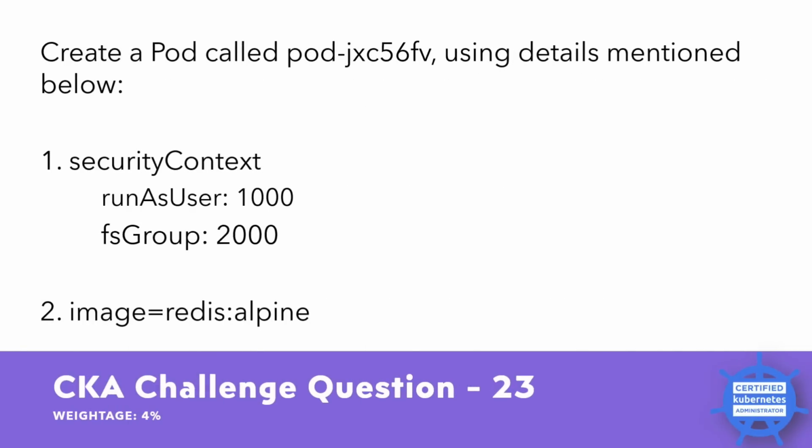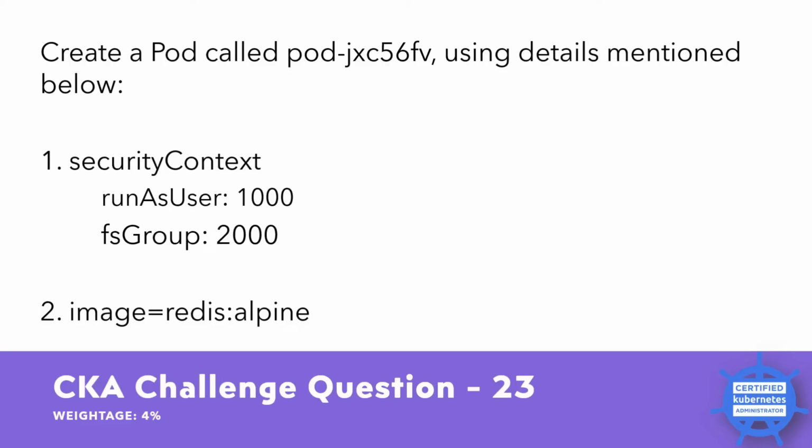CKA Challenge Question 23, having the weightage of 4%. Create a pod called pod-JXC56FV using the details mentioned below. The security context: run as user 1000 and FS group 2000. The image that we have to use is Redis, and the tag is Alpine.